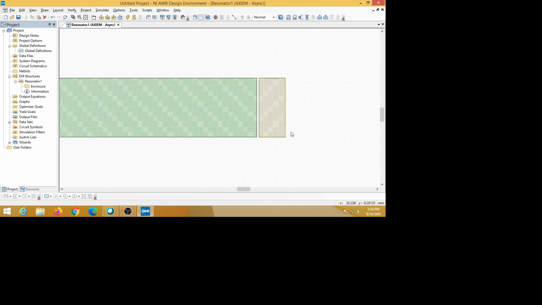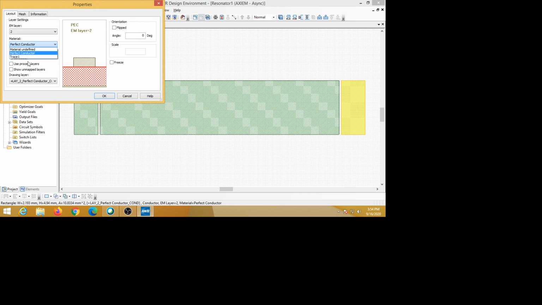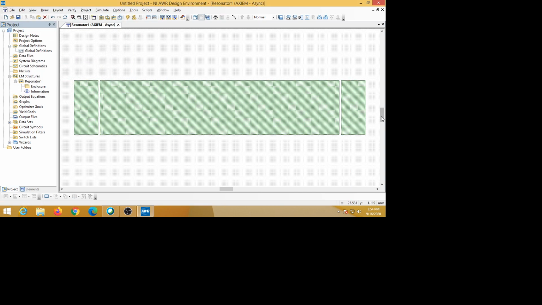Okay, and again you see the material here. Both feed lines we have drawn, and this color that came is the perfect conductor color, so again you have to change it. To change it, right click, yellow color comes there, again right click, shape properties, and here you choose trace 1. Okay, now you can see this color.